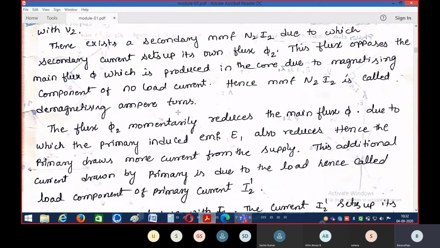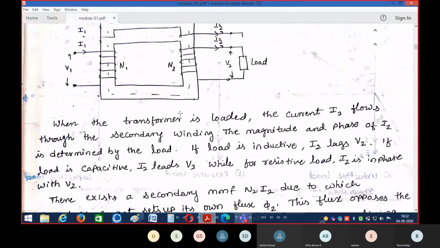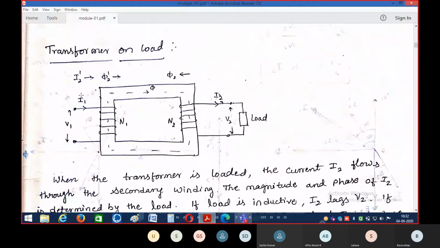I will give you the details later. This phi 1 is only due to I1, and this phi 2 dash is the secondary flux with respect to the primary.